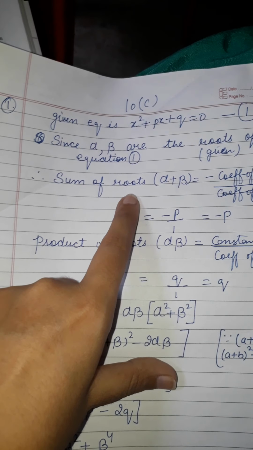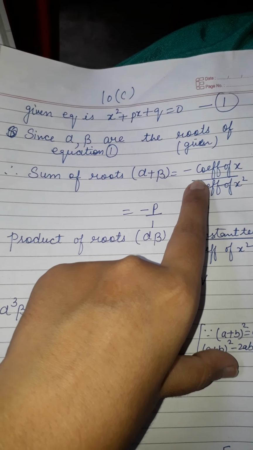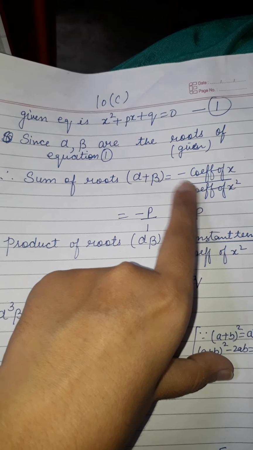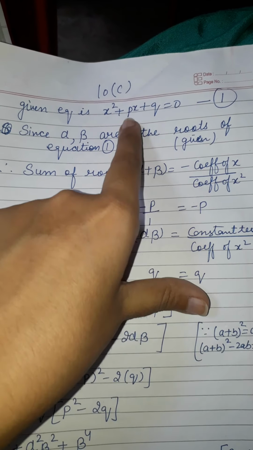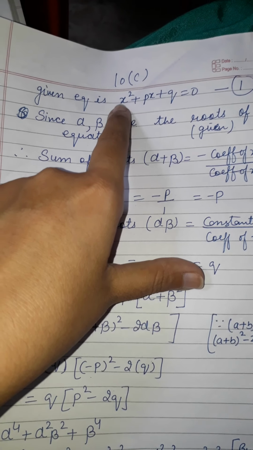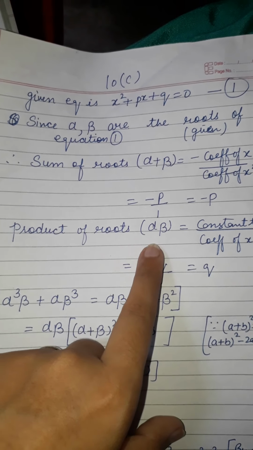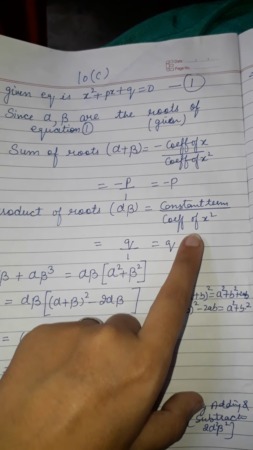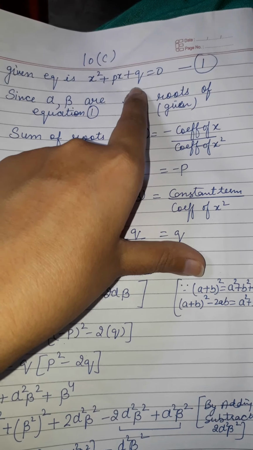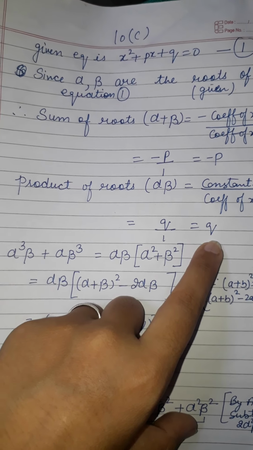Now we will find the sum of roots. Sum of roots, meaning alpha plus beta, by taking it as a formula, is minus coefficient of x over coefficient of x square. We have coefficient of x is p, and coefficient of x square is 1, so it will be minus p. And product of roots is the constant term over coefficient of x square. We have constant term q over coefficient of x square 1, so it is q.